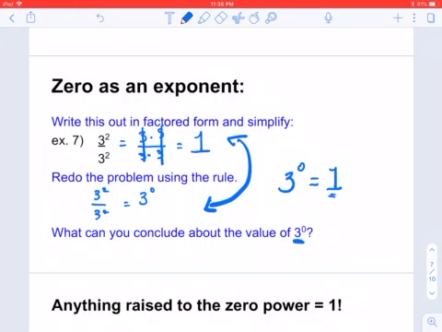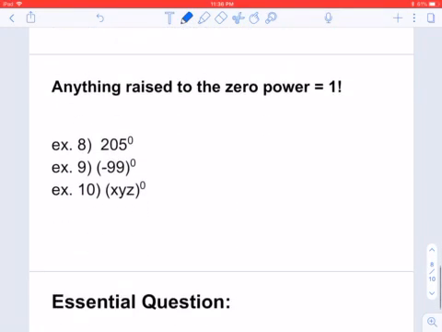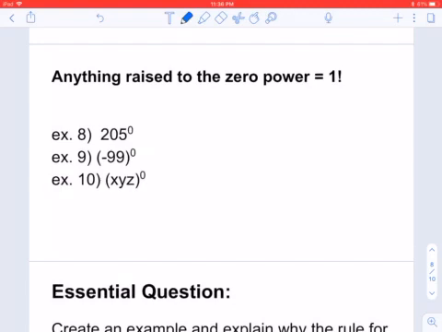Here's one more way we could look at it. If you have 3 to the 2nd over 3 to the 2nd, that's the same as 9 over 9, which again is still 1, right? So it has to work out to the same answer no matter what method you choose. As long as you're doing something correctly, it should come out to the same answer no matter what. So from that, we can get the understanding that anything raised to the 0 power is going to be equal to 1.